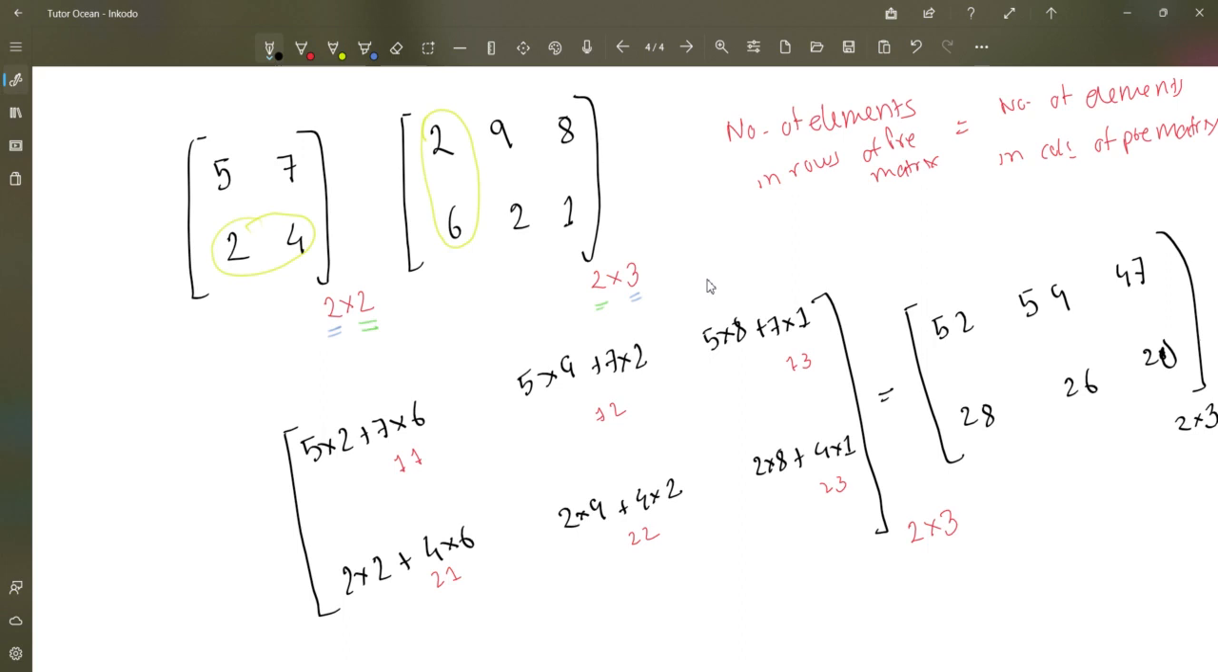So now we understand why our precondition is to be maintained. Because if we do not maintain the precondition, we will face a case where we have an element in the pre-matrix, or an element in the post matrix, that does not have another element to be multiplied with. Okay, so this is our lesson on matrix multiplication.